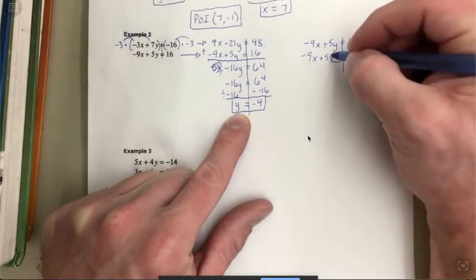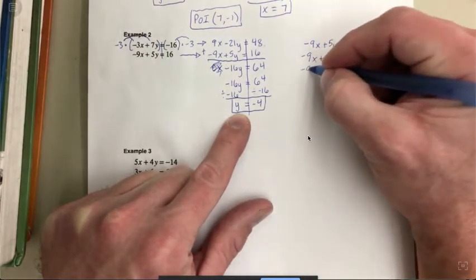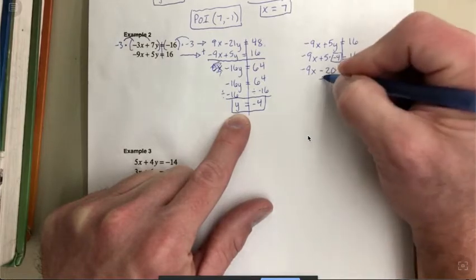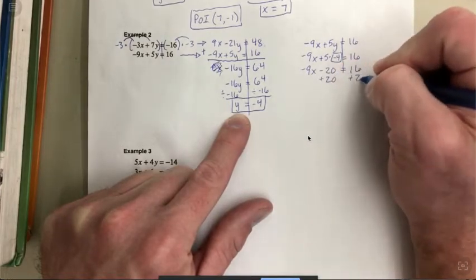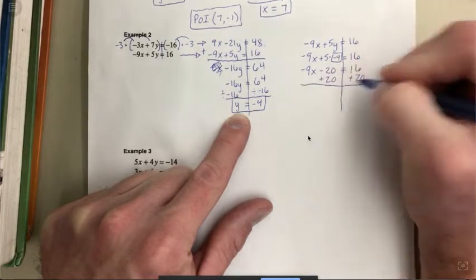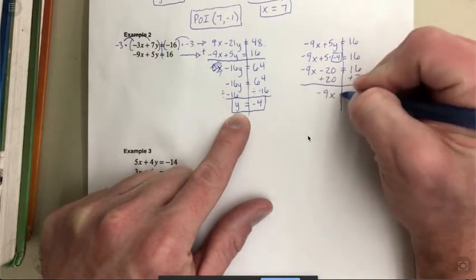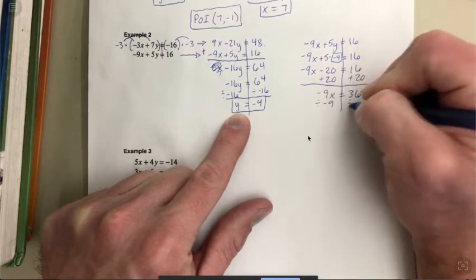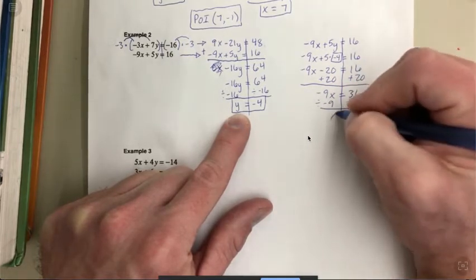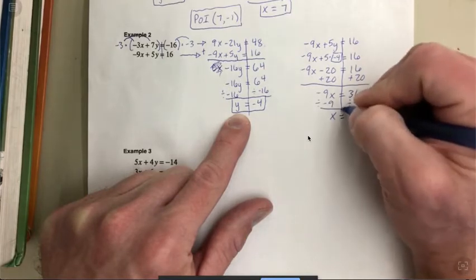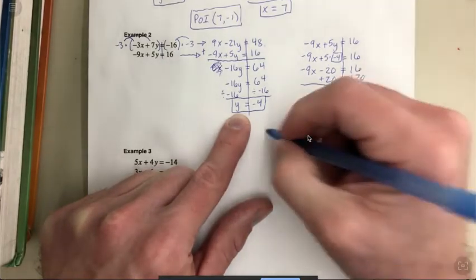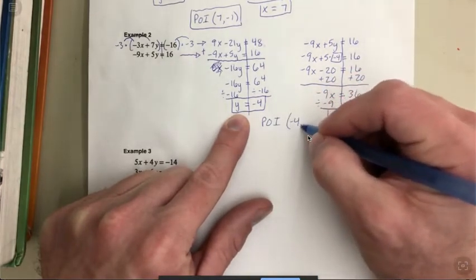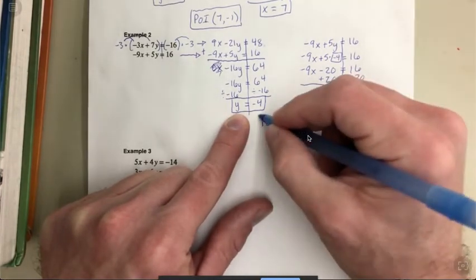I'm going to multiply those, giving me negative 9x minus 20 equals 16. I'll add 20 to both sides to get negative 9x equals 36. And then finally, I'll divide both sides by negative 9 to get that x also equals negative 4 in this case. So my point of intersection is negative 4, negative 4.